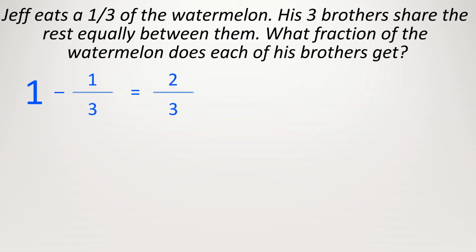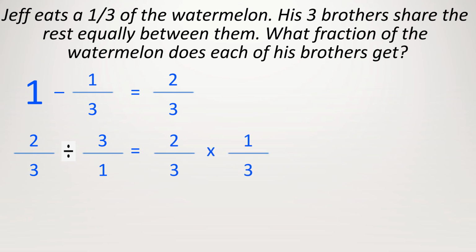They share 2/3 of the watermelon, but they're 3 brothers. So if they share it among each other, it's 2/3 divide 3. How to do that? 2/3 divide 3 is the same as timesing by a third, so we can write it like this. 2/3 times 1/3 equals 2/9. So each of the brothers share 2/9 of the original watermelon.